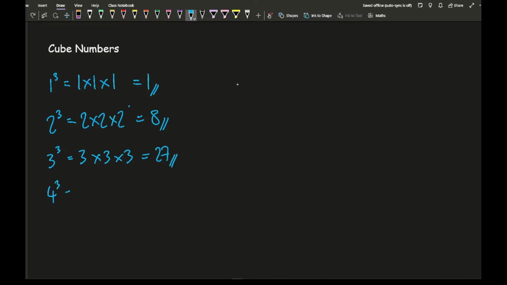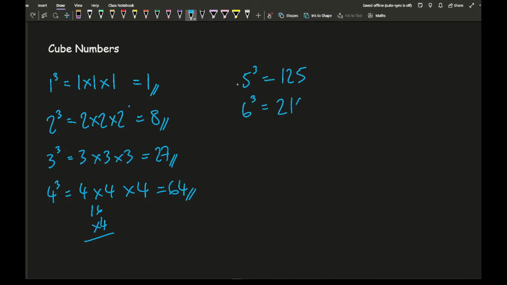4 cubed is 4 times 4 times 4, and 4 times 4 is 16, times 4 is 64. And again, don't feel pressured that you can't do long multiplication. If you need to work that out, then do it. Go for it. 5 cubed is 125. Then 6 cubed, as we've already worked out, is 216.